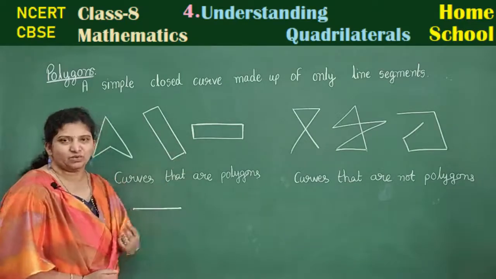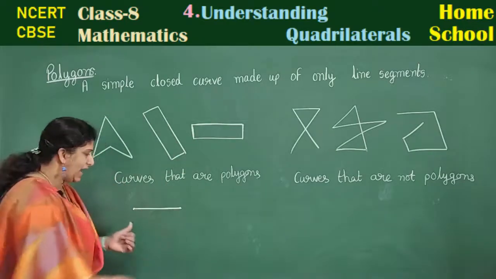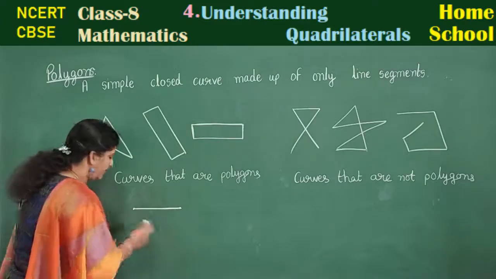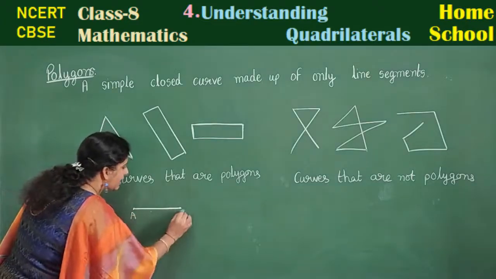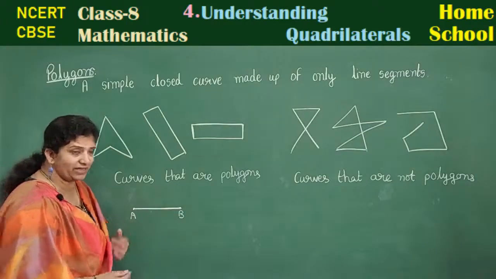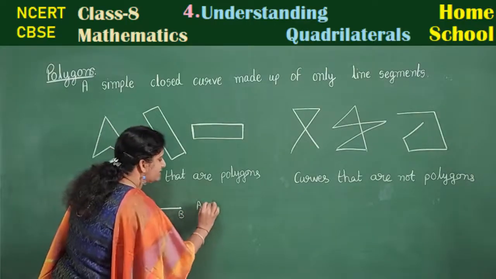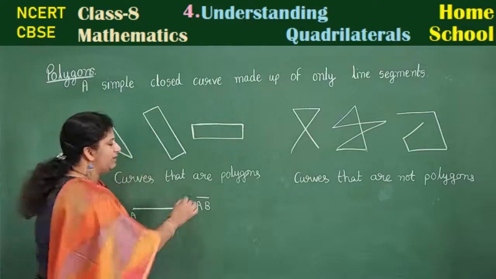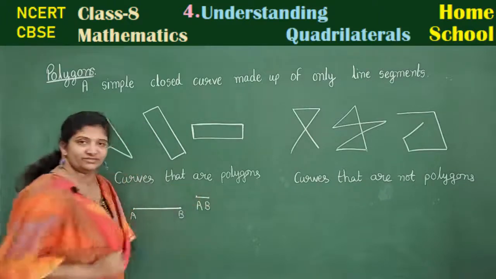Line segments. What is a line segment? Having 2 endpoints. Let the points be A and B. Now I say this, AB is a line segment and you may write this as AB. Like this also you can write.